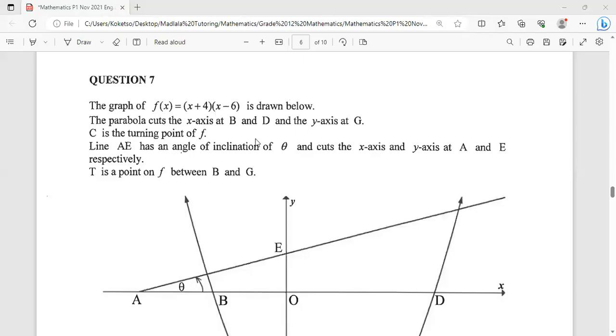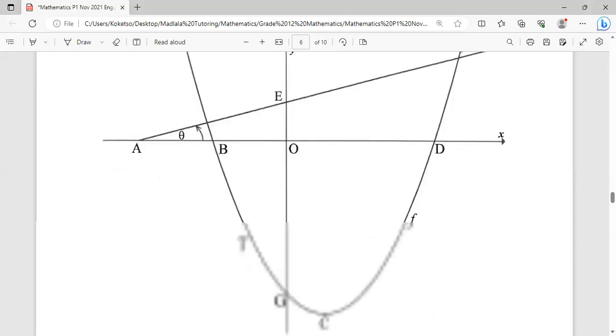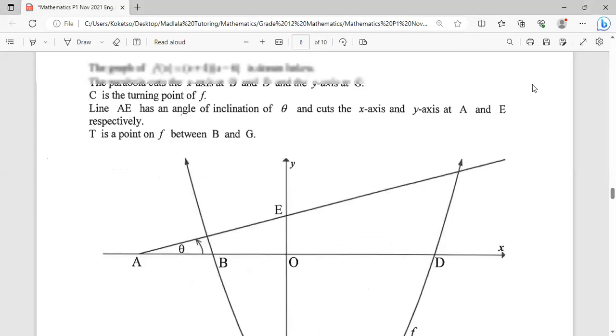So let's consider this function. They say the graph of f of x equals (x + 4)(x - 6) is drawn below. The parabola cuts the x-axis at B and at D respectively, and then it cuts the y-axis at G like that. And then they say C is going to be the turning point of this parabola.